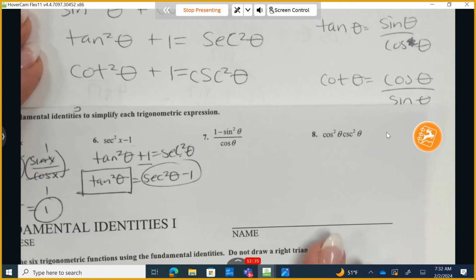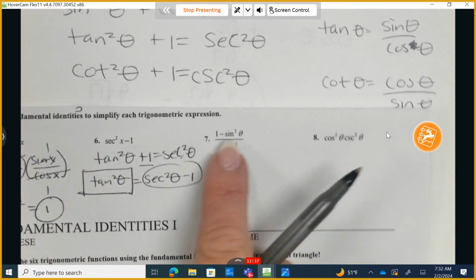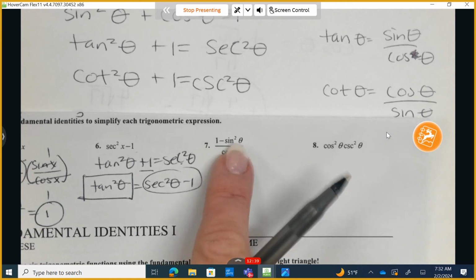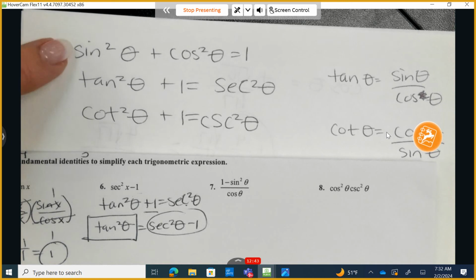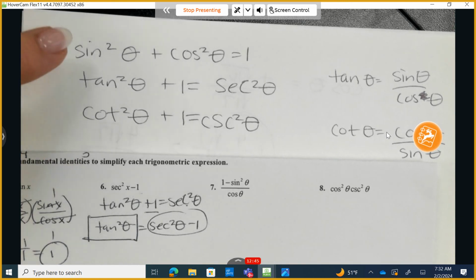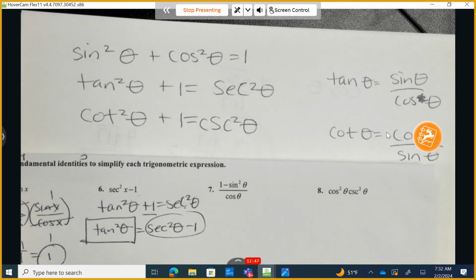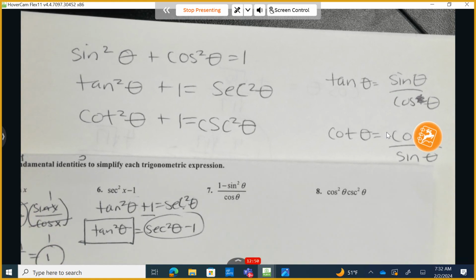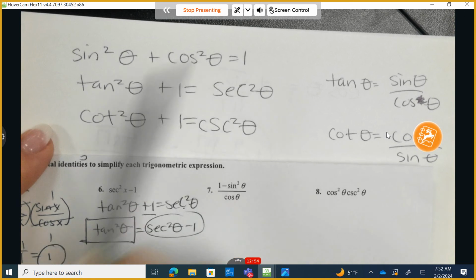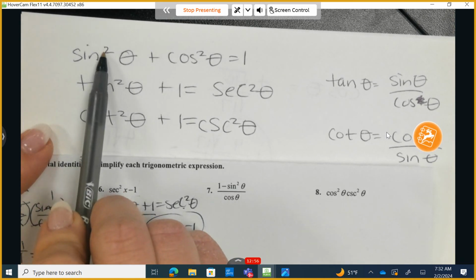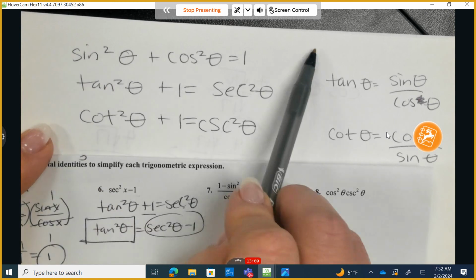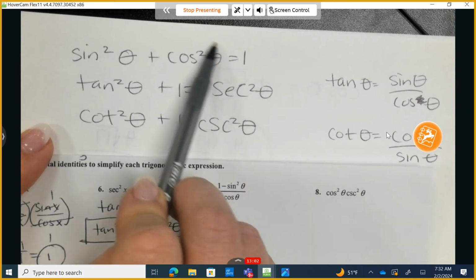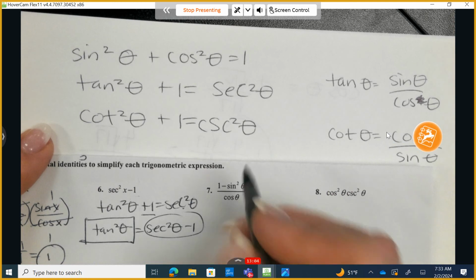Let's look at the next one. So in the same idea, when I see 1 minus sine squared, look up here. Turn to your partner, which of these identities do you think that we could translate to equal 1 minus sine squared theta? The first one. What would I have to move? Take the sine squared and move it to the opposite side, right? So opposite of adding sine squared would be subtracting. So 1 minus sine squared is actually equivalent to cosine squared.